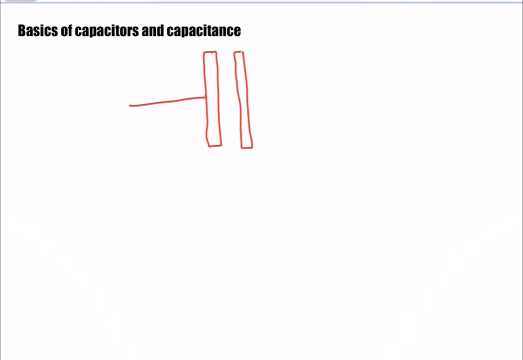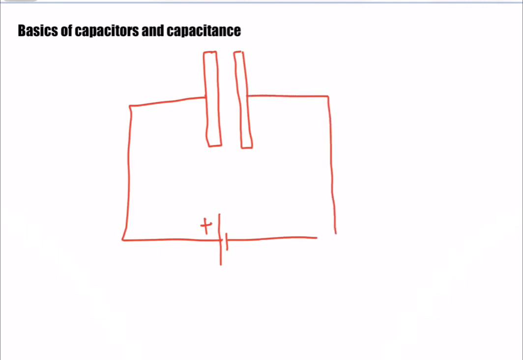and connect one of the metal plates to the positive terminal of a battery, and let the other be connected to the negative terminal of the battery. As a result, what happens?